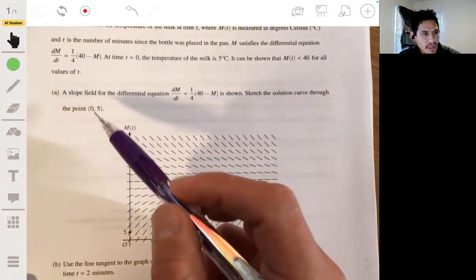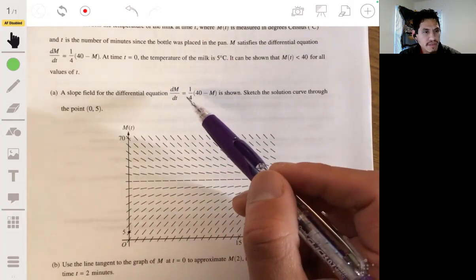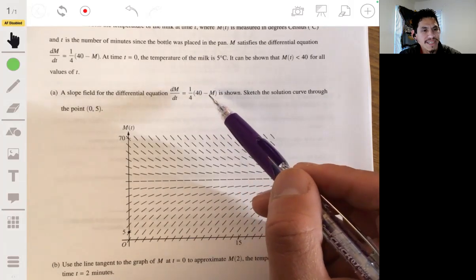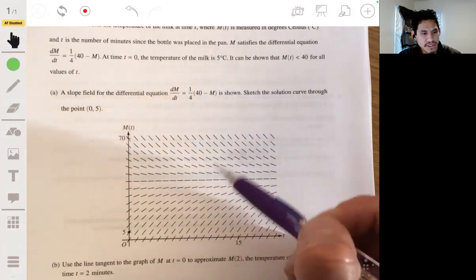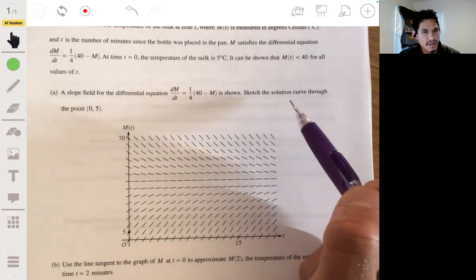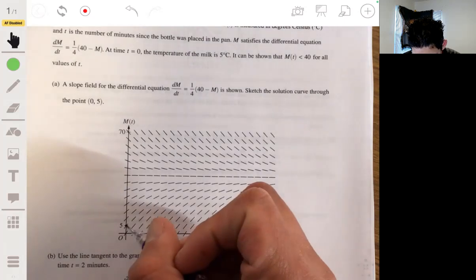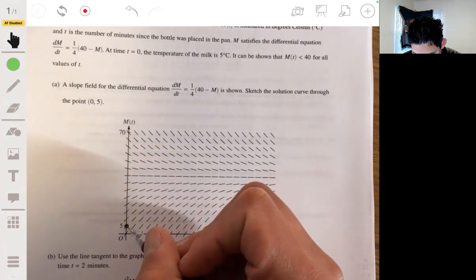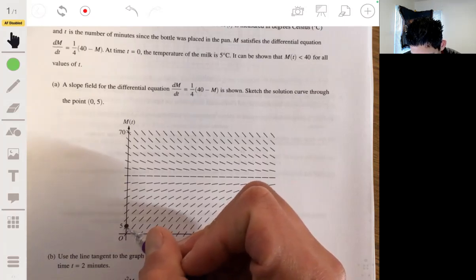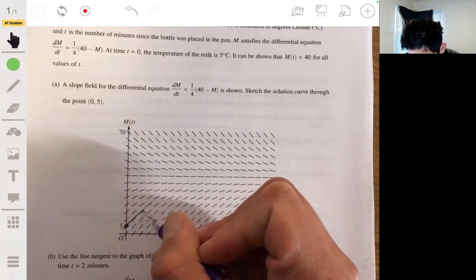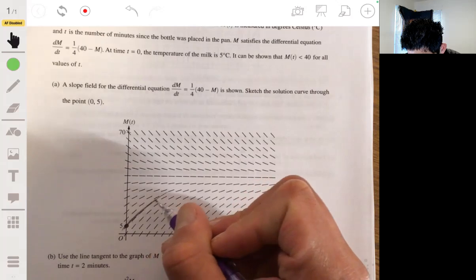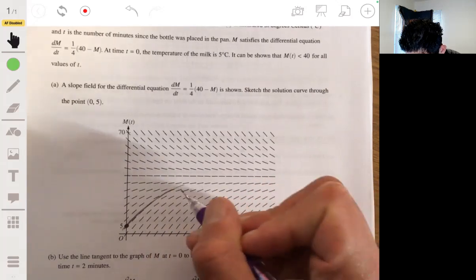Part A. A slope field for the differential equation dM/dt equals 1/4 times (40 minus M) is shown here. Sketch the solution curve through the point (0, 5). Okay, so this is pretty elementary. All you gotta do is start from here and use these slopes to kind of guide what your line is going to look like.